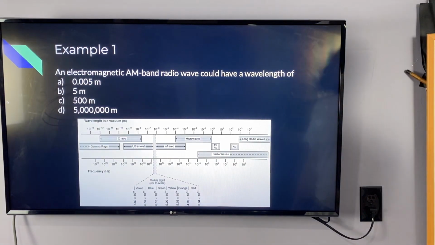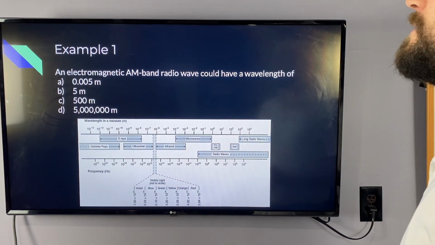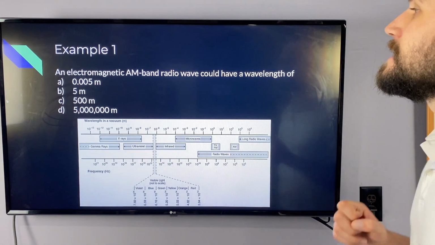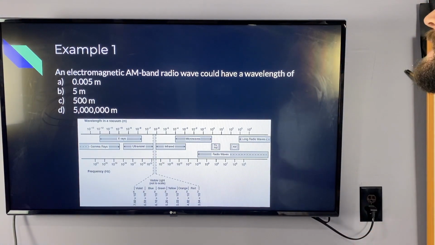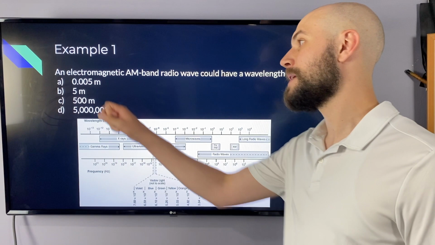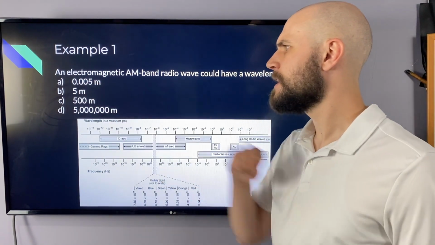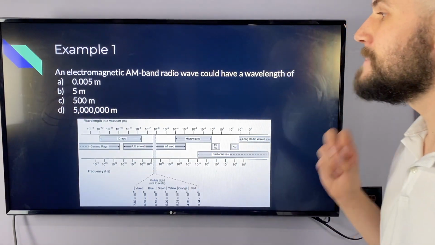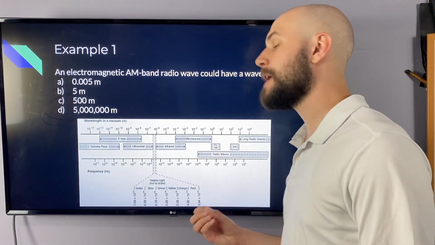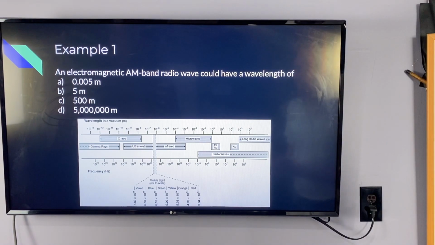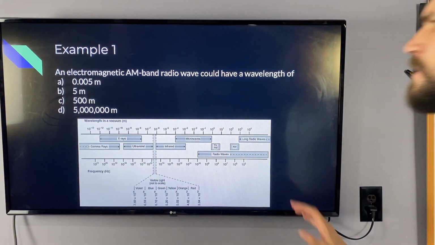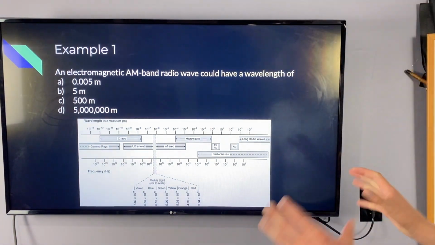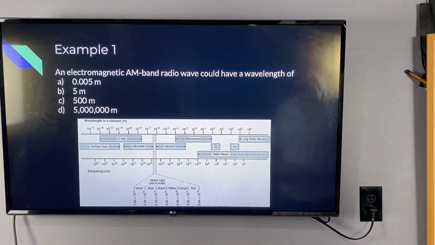Okay, example 1. We have an electromagnetic AM band radio wave, and this type of radio wave could have a wavelength of what? Does it have a wavelength of 5 millimeters, 5 meters, 500 meters, or 5 million meters? So how do we start to answer this question? Well, if we look at our electromagnetic spectrum, again, you find this in your reference table if it's not given to you right underneath the question like it is here.